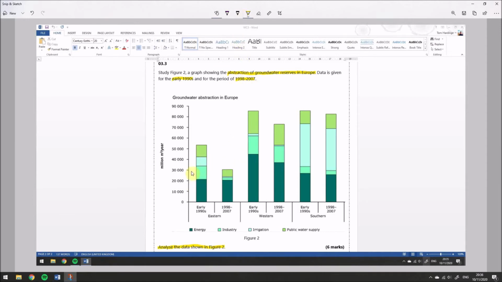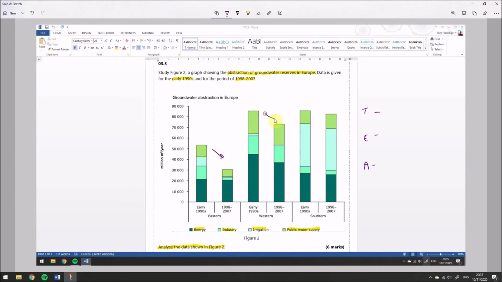We can also see that each of the four colours on the graph represents a different reason why that water might be extracted. So we have the dark bluey green colour for energy, the light green colour for industry, that would be things like factories, irrigation is anything for agriculture, and public water supply would be to people's homes or things like that. Again, we want to think about our little acronym. I'm not going to write the full words down, but again, we want to be thinking about the trends, the evidence, and the anomalies. So we might look to see what we notice happens as we go from the early 1990s into that period of 1998 to 2007.